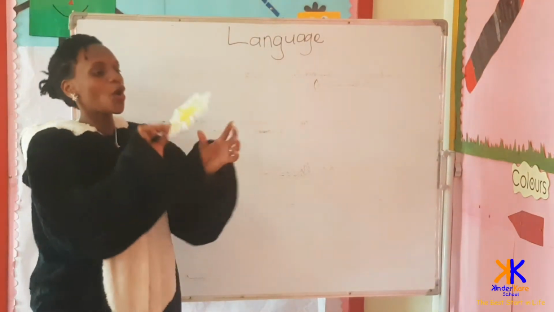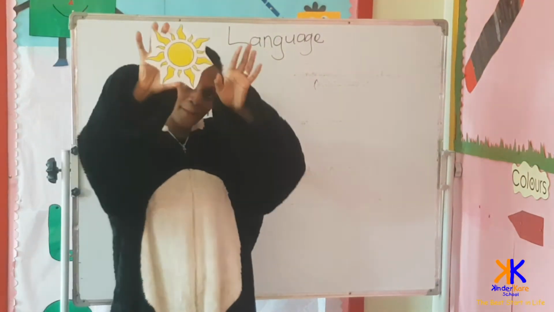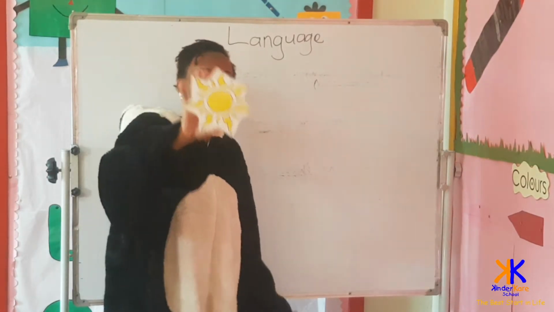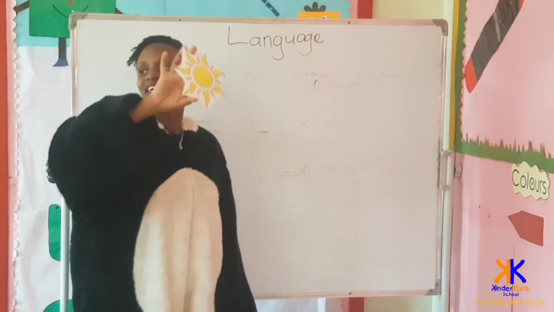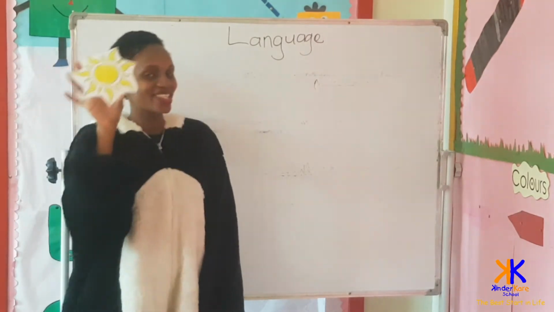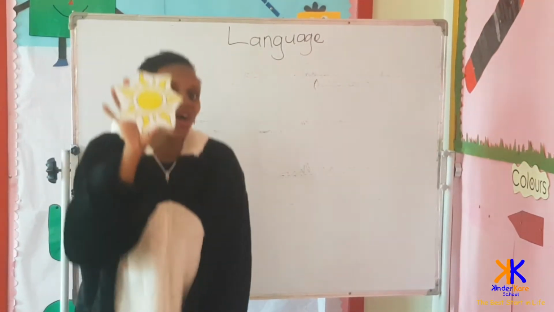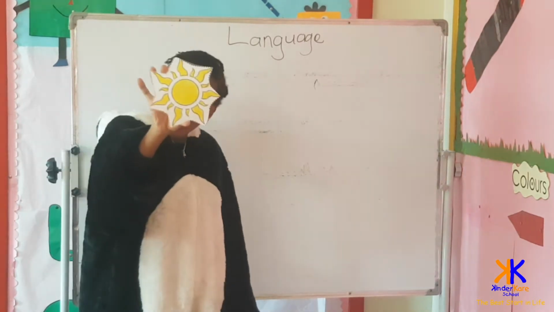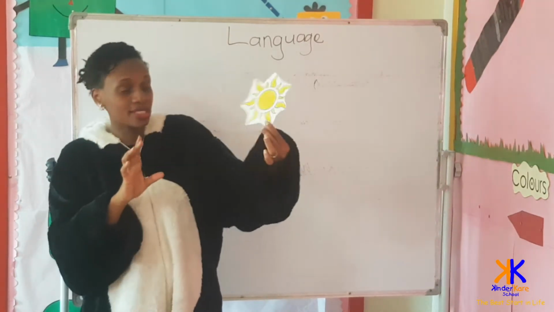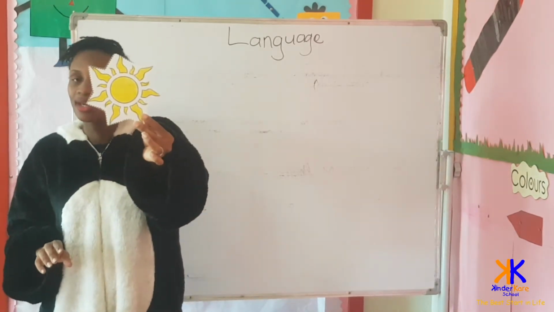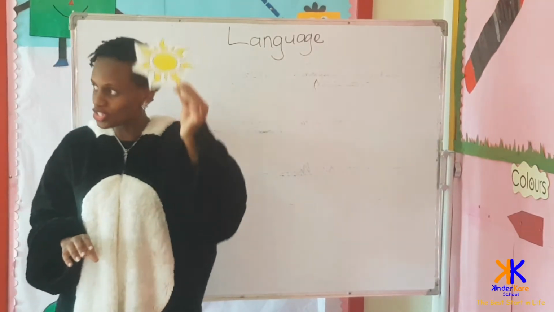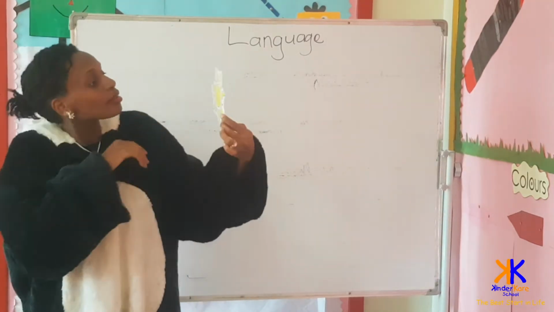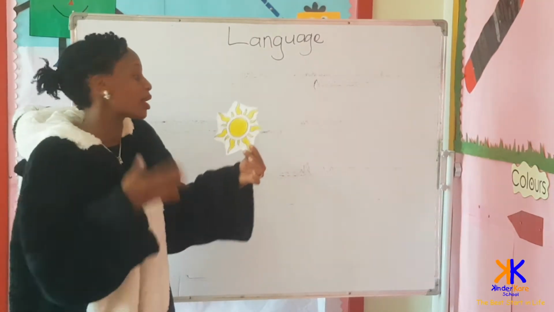So today's first object is, what do you see? Mr. Sun! Yay! Mr. Sun, what color is Mr. Sun? Yellow, good job. Mr. Sun is bright out there. Mr. Sun is very, very helpful to us.